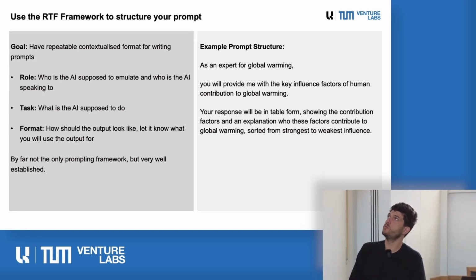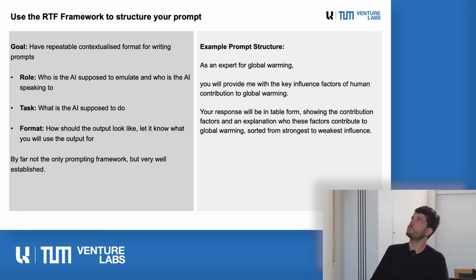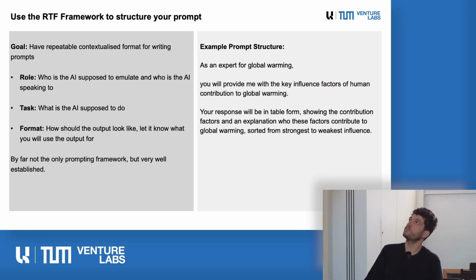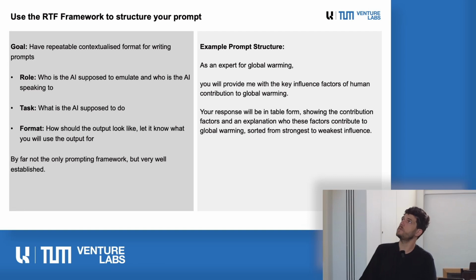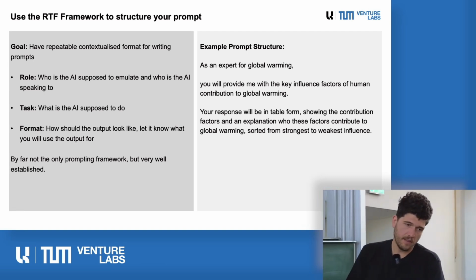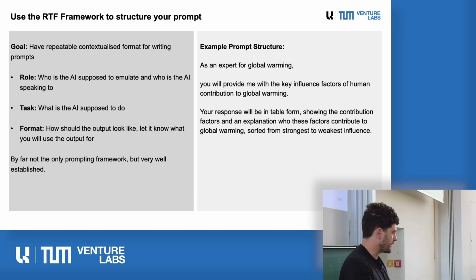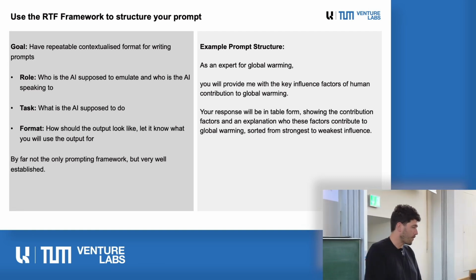Instead of telling me about global warming, we could ask, as an expert for global warming, so establishing that you should make it somewhat scientific, you will provide me with the key influence factors of human contributions to global warming. This would be the task. Your response will be in table form, showing the contribution factors and an explanation of these factors contributing to global warming, sorted from strongest to weakest influence. This is the format part, and I think this gives a very clear structure, very clear what we want to have from this prompt.